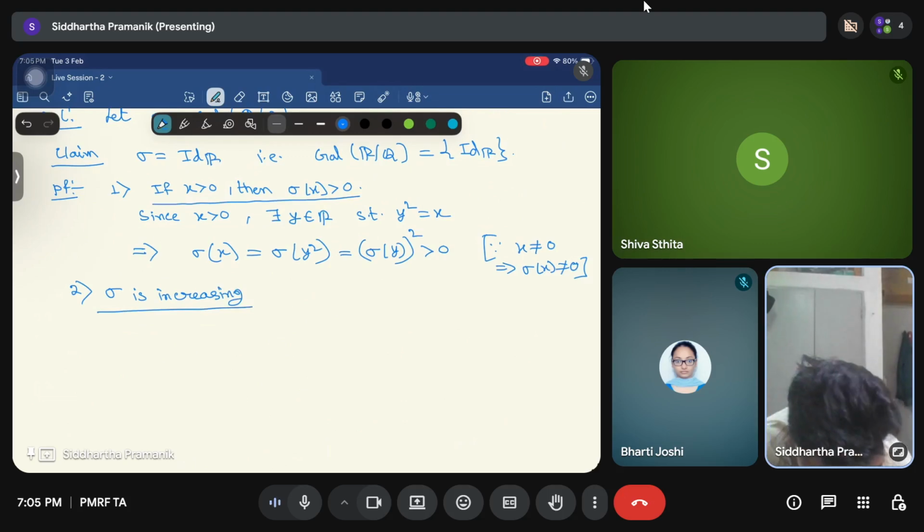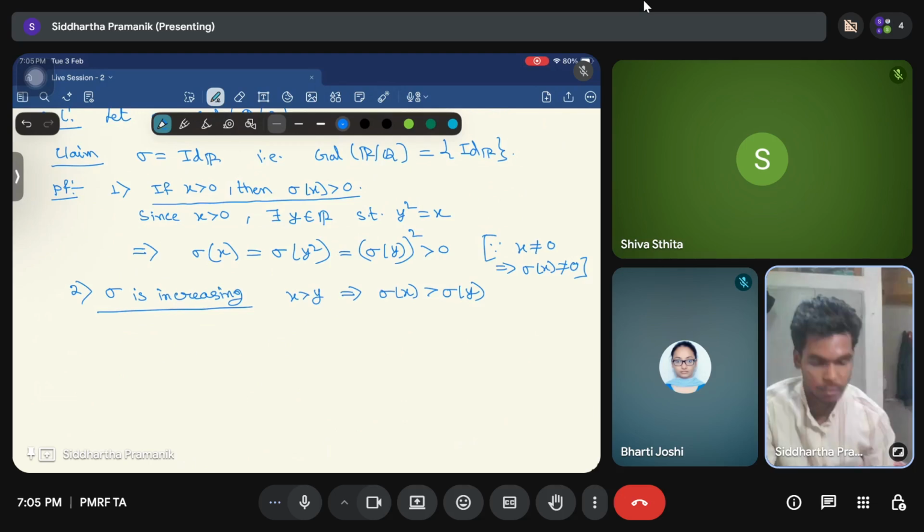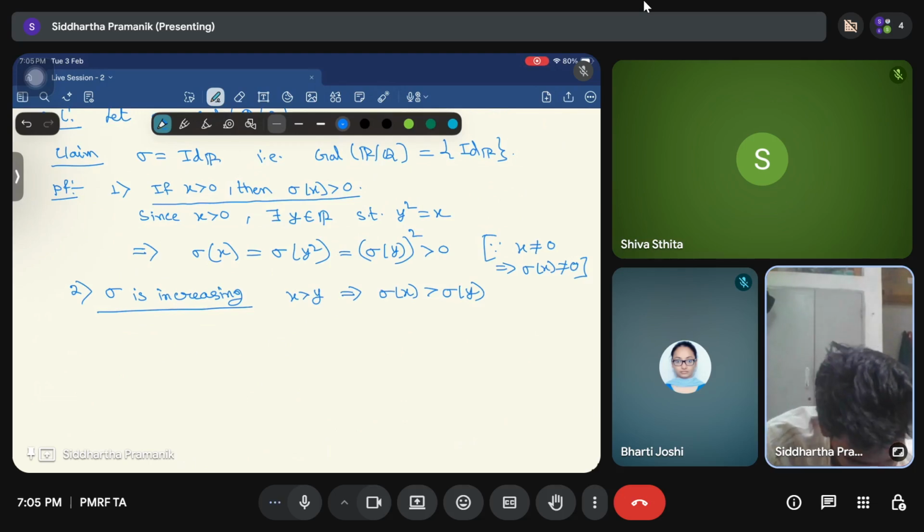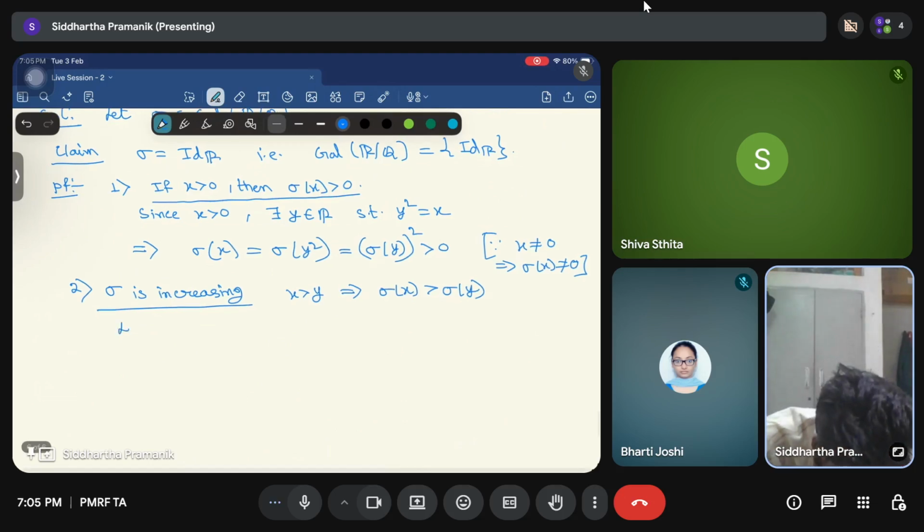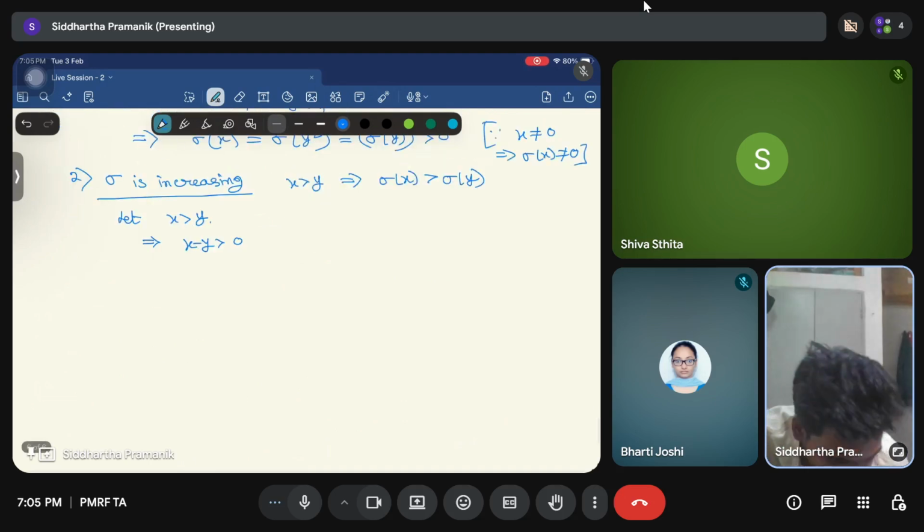So how to prove this? That means x greater than y will imply sigma of x is greater than sigma of y. So this thing we have to prove. But this is easy. Let x be greater than y. So it will imply x minus y is positive. So its image will also be positive. Sigma of x minus y is positive.